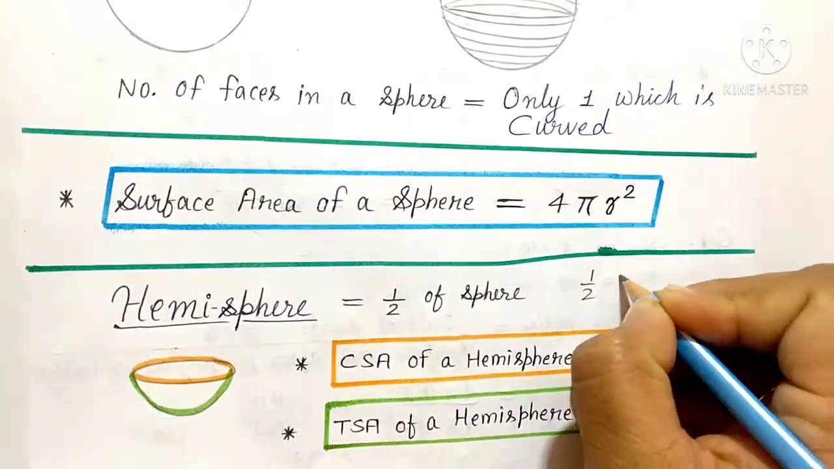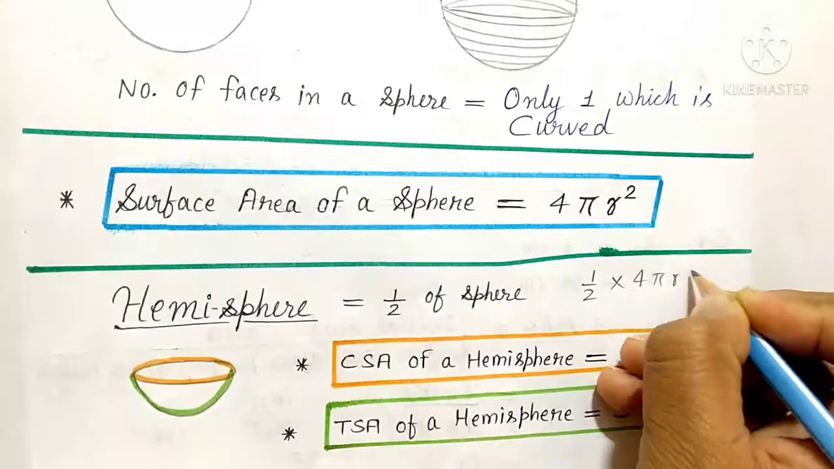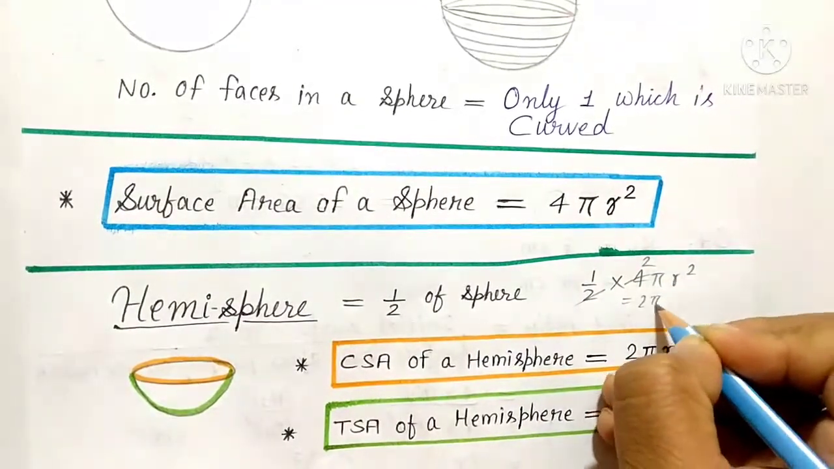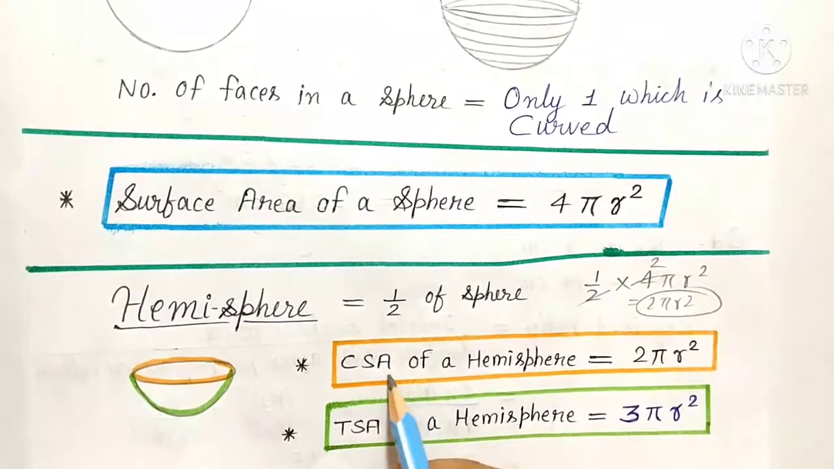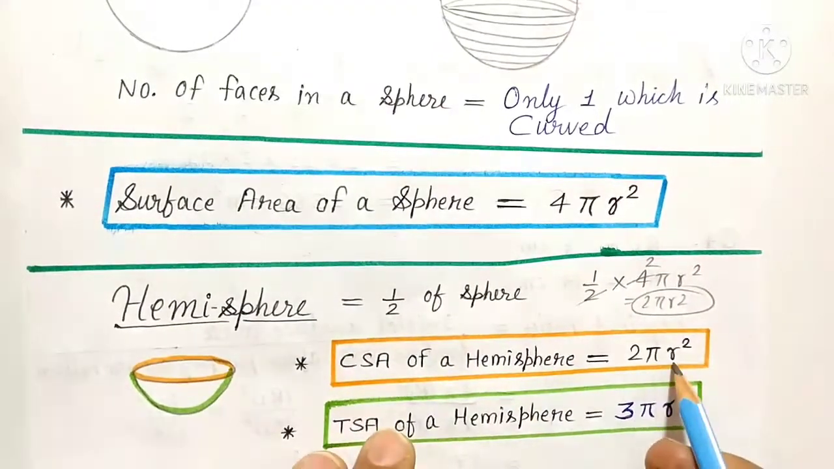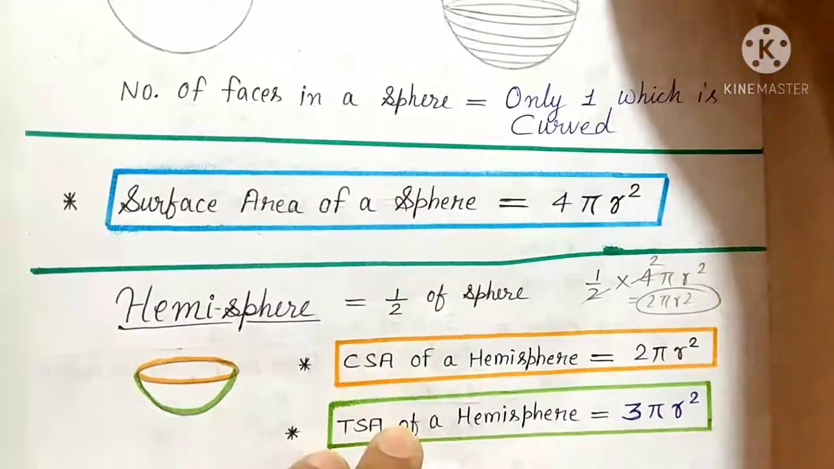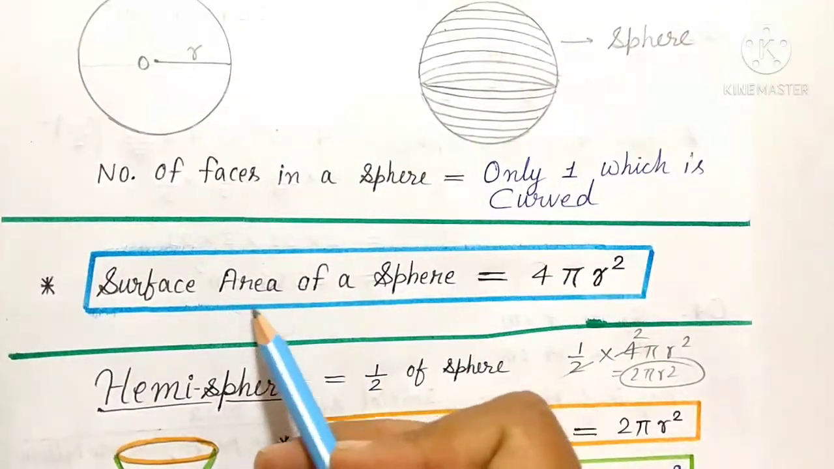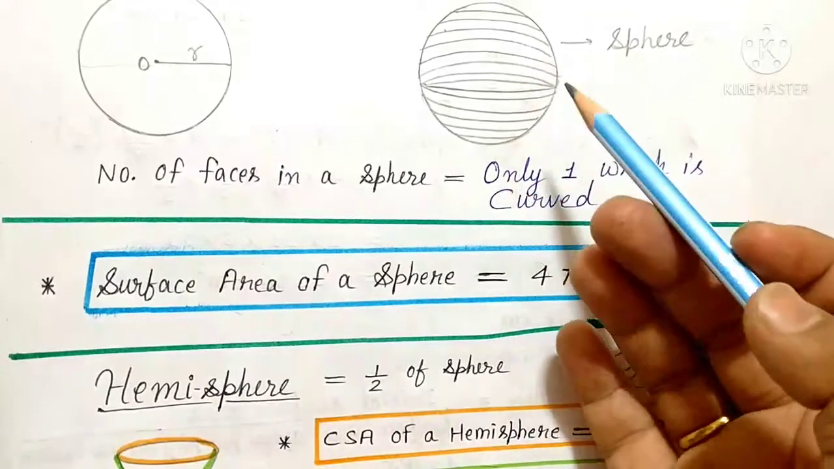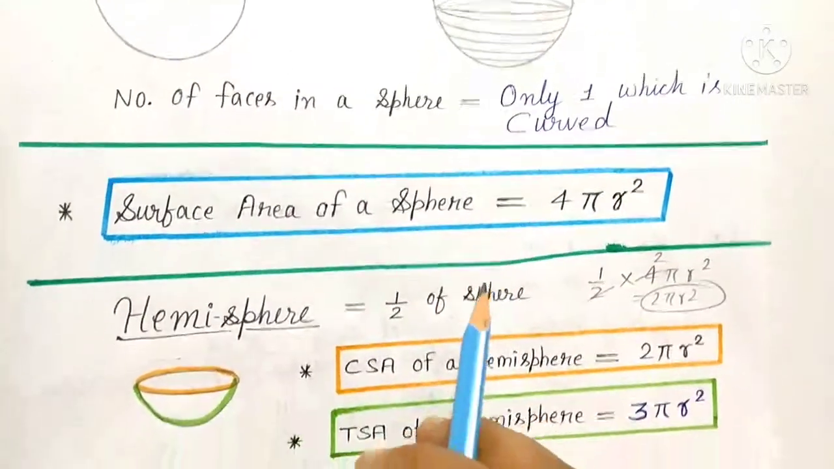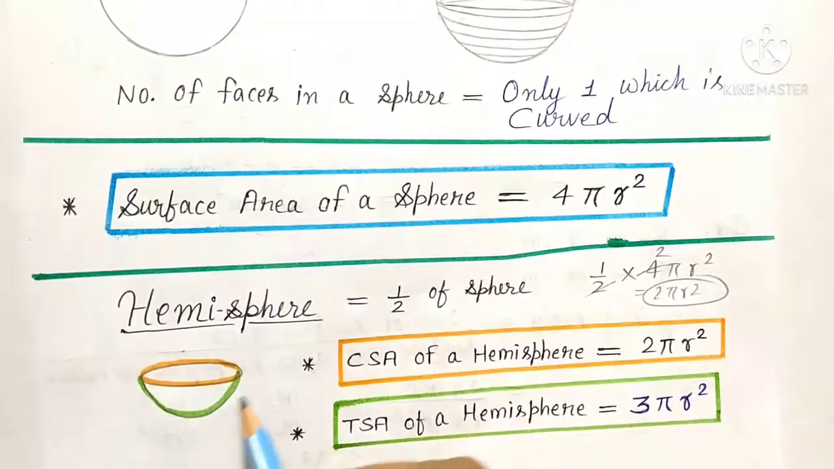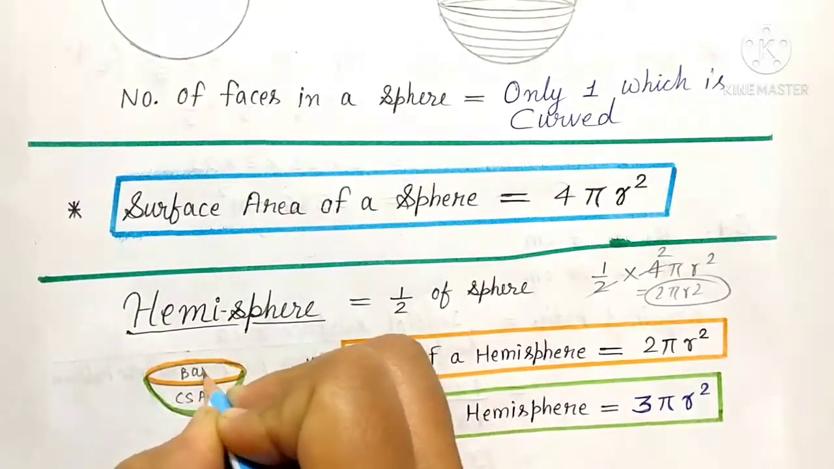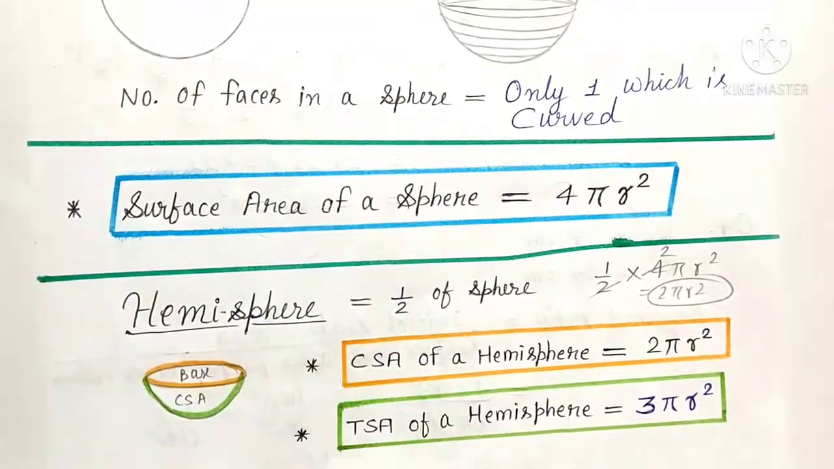1 upon 2 multiplied by 4 pi r square. 2 2s are 4. So what comes? 2 pi r square. See here, the CSA of a hemisphere is 2 pi r square, because this is also curved only, na? Which we have talked about in surface area. Here we are talking about curved surface area, because there is no type of total surface area in a sphere. But in a hemisphere you can see here the curved surface area, downward CSA, and this is the area of the base circle.